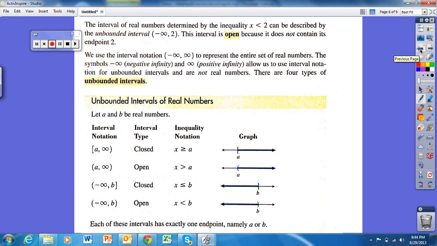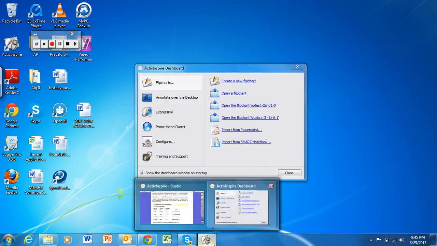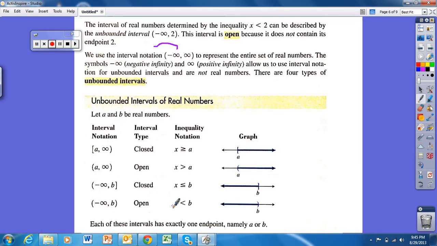The interval of real numbers determined by the inequality x is less than 2 can be described by the unbounded interval. And this is how we write x is less than 2. From -infinity, -infinity all the way to 2. That's all the numbers less than 2. It's open because it doesn't include its endpoint 2.